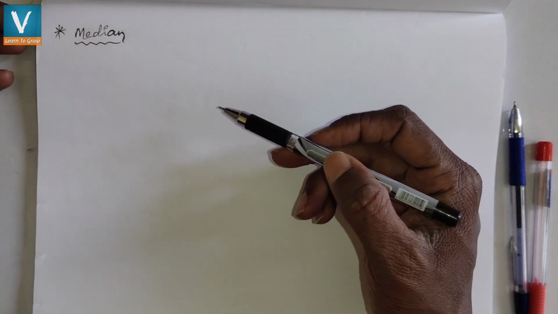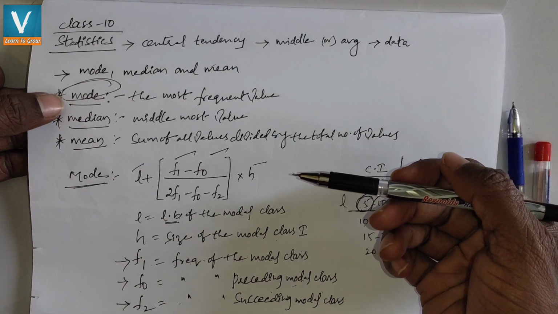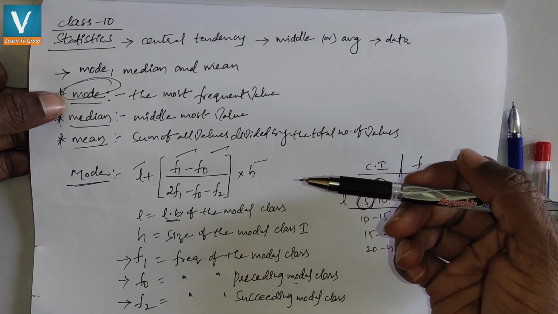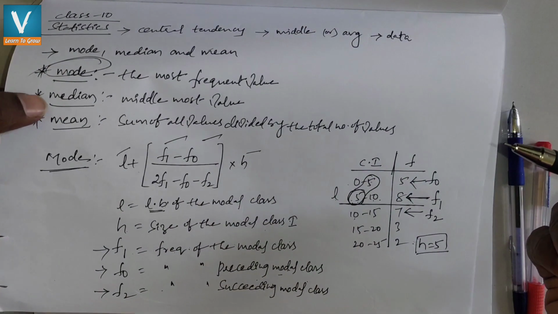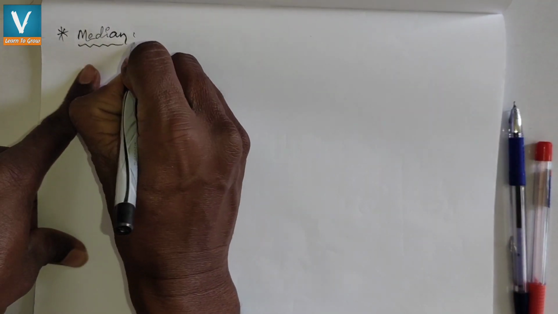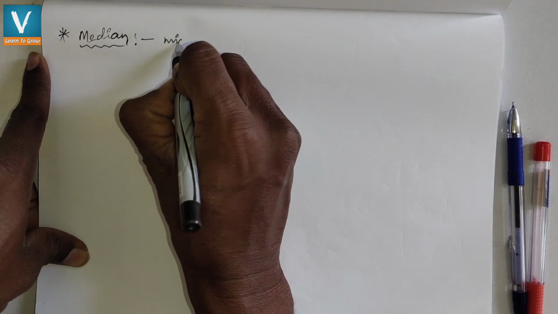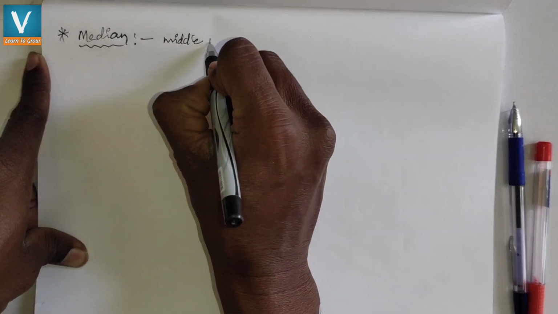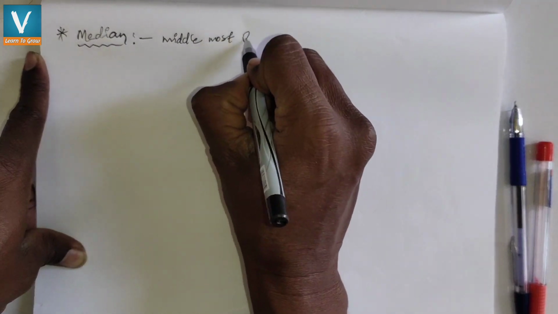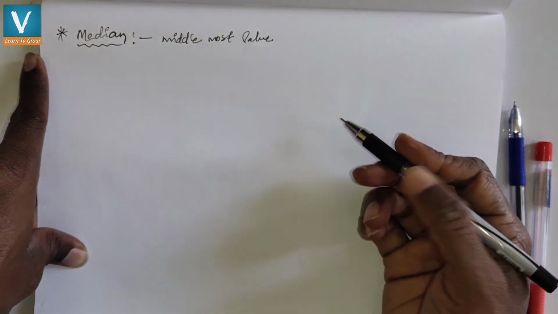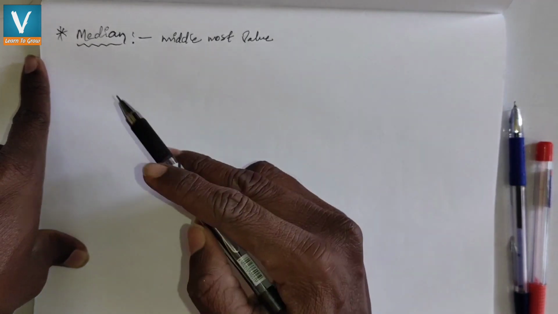Today we are going to discuss the median. In the previous class we discussed the mode. If you missed that class, I have given the link in the description, you can check that one. So today our topic is the median. Once again we will recall the meaning of median. Median means the middlemost value. The middlemost value of the observations is known as the median.